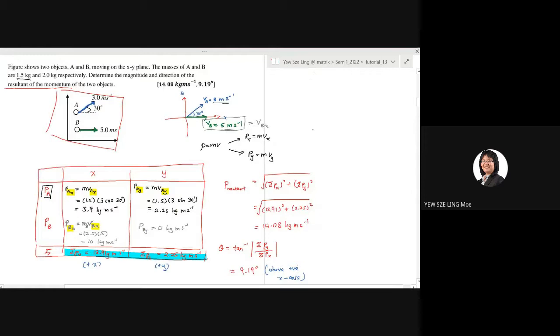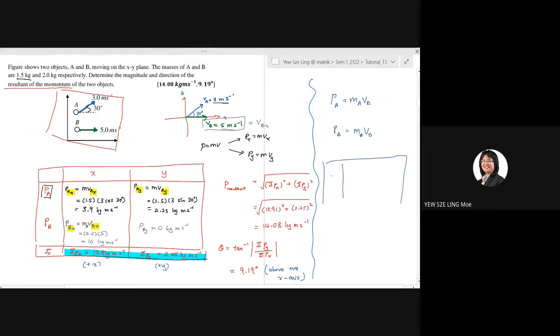Okay, so let's see. How are we going to use the alternative method? Sometimes you don't have to resolve it in a table. Some students will calculate PA first. They calculate PA by using MAVA, and then they calculate PB by using MBVB. And then after they obtain A and B, they then construct the table.